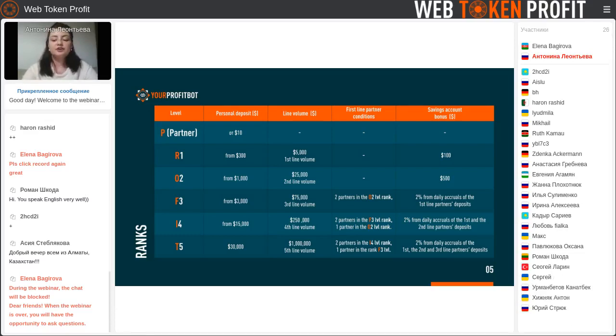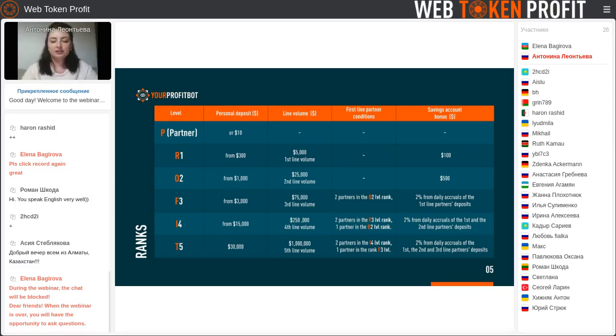A large reward begins to accrue on achievement, and you get 2% from each daily accrual on the first line partners' deposits. Here is really interesting. And look at the fourth and the fifth ranks. They have very high requirements for their deposits and those of partners. But daily reward terms are very high. It's the biggest rewards that you can get.